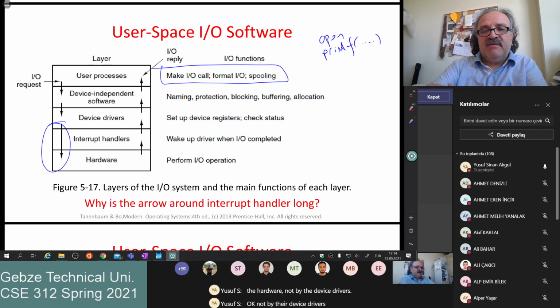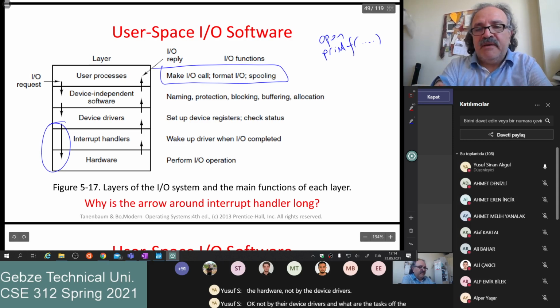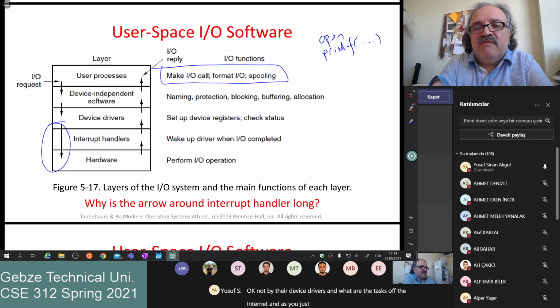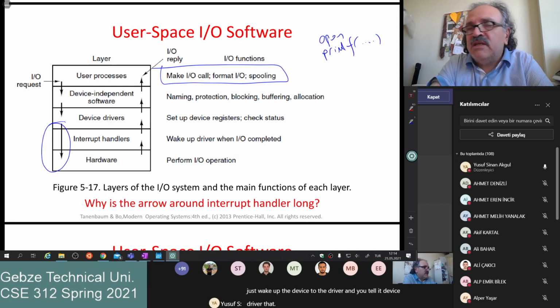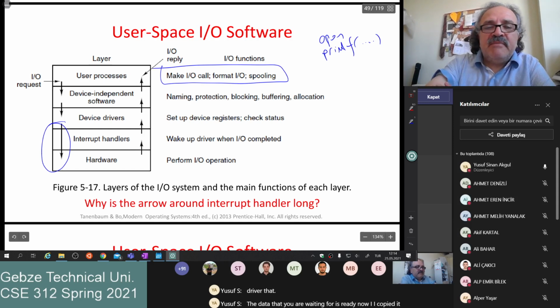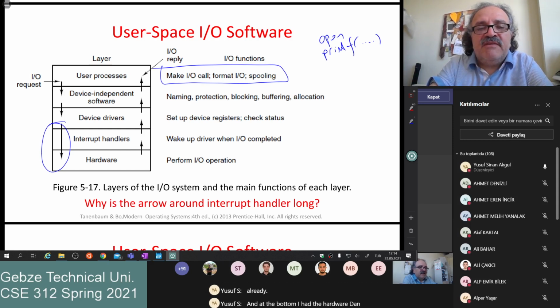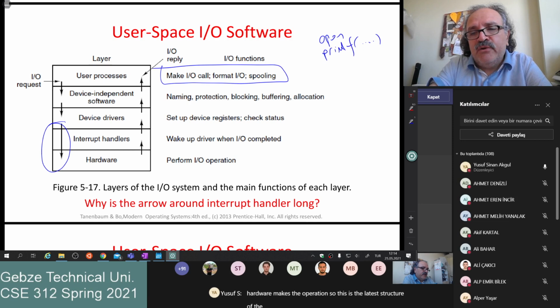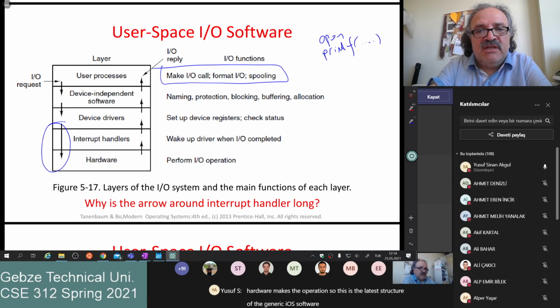And what are the tasks of the interrupt handlers? When the interrupt happens, you just wake up the device driver, and you tell the device driver that the data that you are waiting for is ready now. I copied it already. And at the bottom I have the hardware, and the real hardware makes the I/O operation. So this is the layer structure of the generic I/O software.